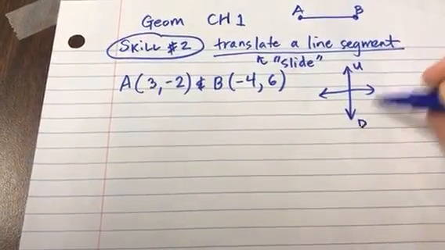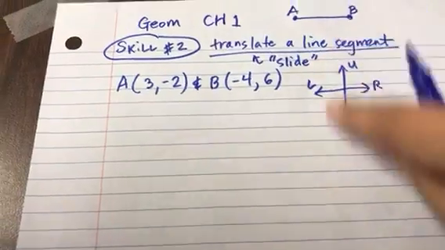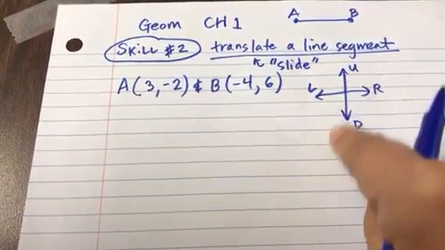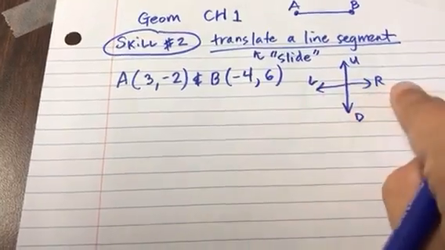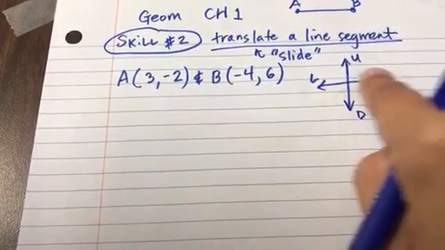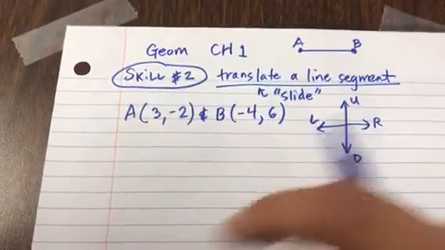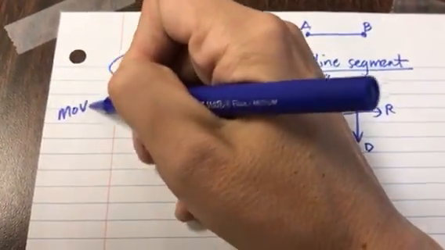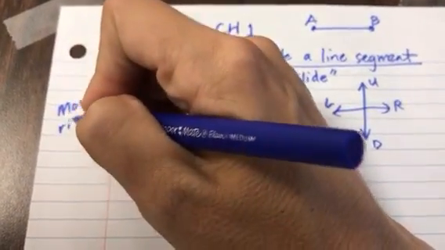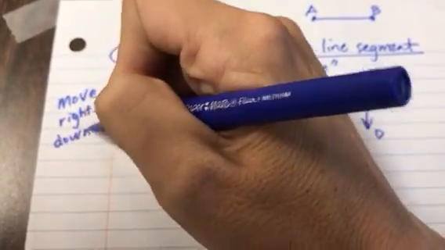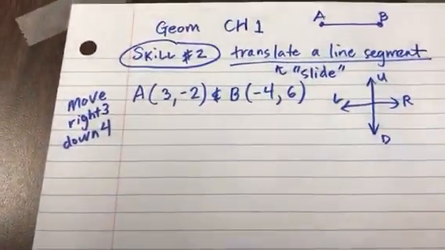I always put this on my paper as a little key. If they say up, they need me to add to the y, and if they say down, subtract from the y. If they go right, that's adding in the x values, and left, subtracting in the x values. Just a little key. Okay, so imagine they say move right 3, down 4. Pretty easy.